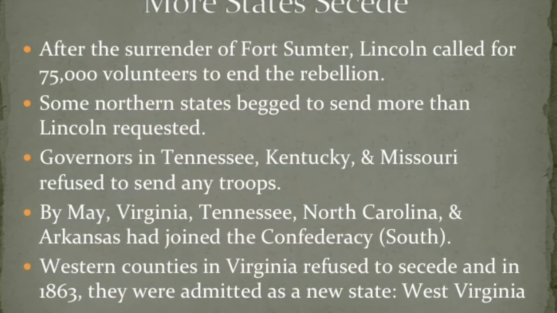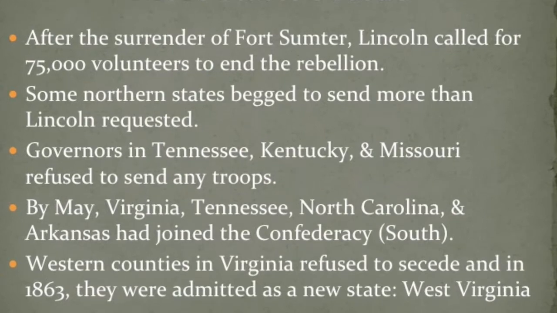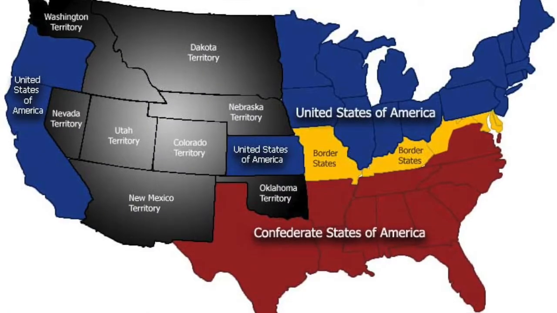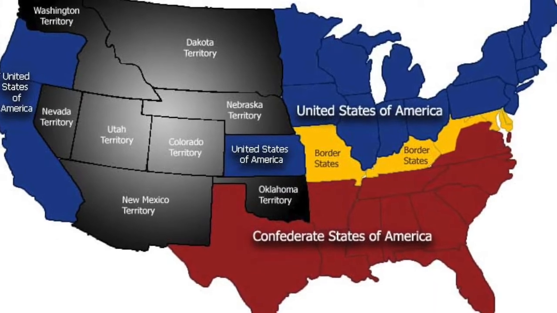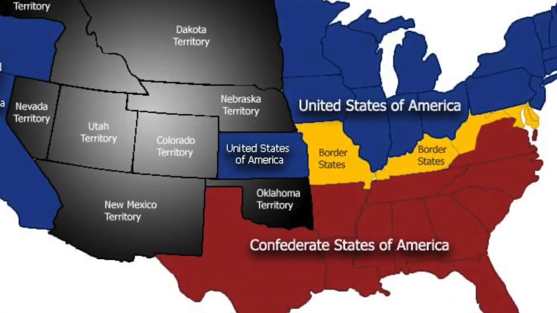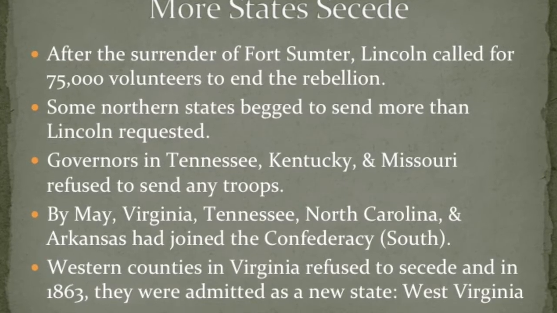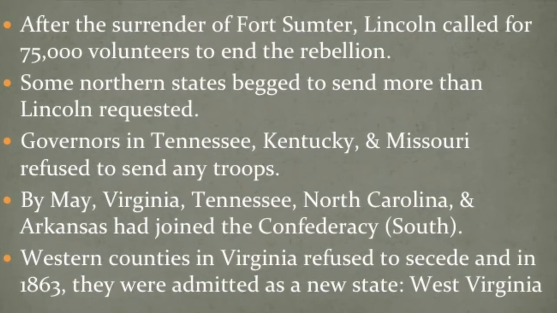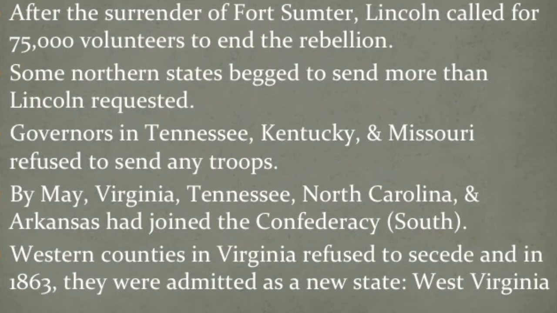Now, after that, Lincoln calls for 75,000 volunteers to end the rebellion. Some states wanted to send more than that, but governors in Kentucky and Tennessee refused. Missouri and Maryland really didn't send anything about it. And so Lincoln is sort of caught on this whole issue of exactly what to do. By May, Virginia, Tennessee, North Carolina, and Arkansas had joined the Confederacy, but the western counties in Virginia refused to secede, and they'll become West Virginia in 1863.